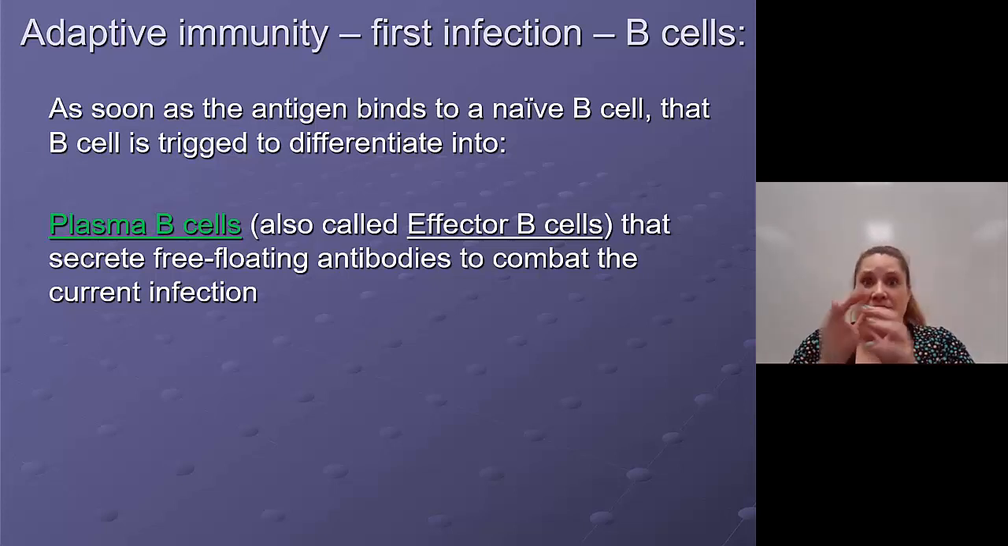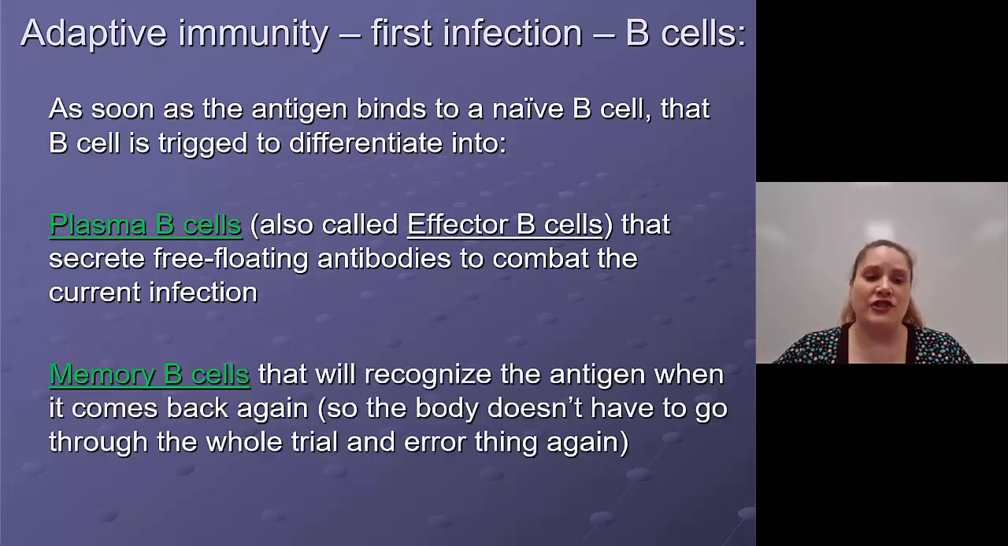So the naive B cells just had the little proteins out here, and they're like, hello, will this work? Once they found out, they're like, pachoo, pachoo, pachoo. So plasma B cells can actually shoot out the antibodies toward whatever the invader is to combat the current infection.